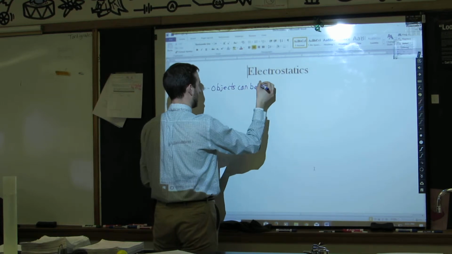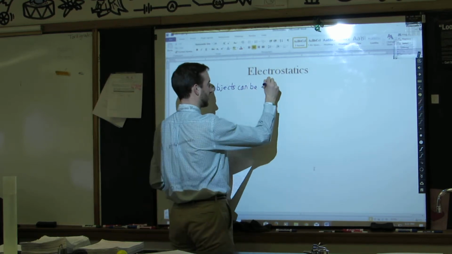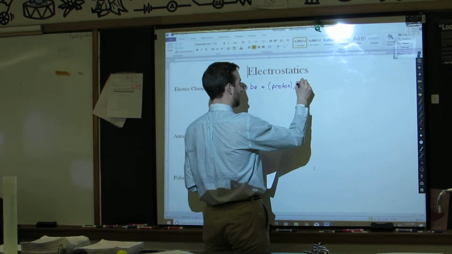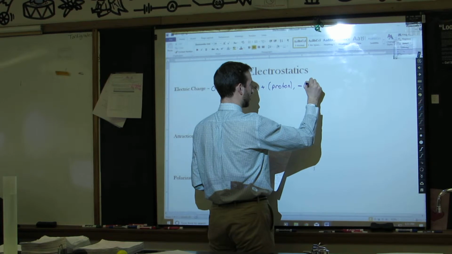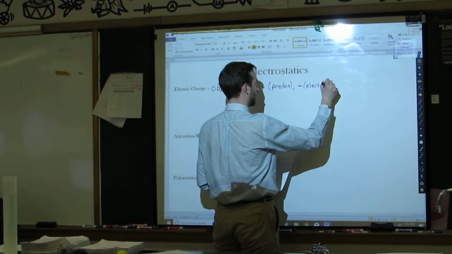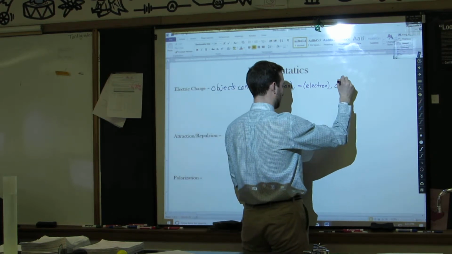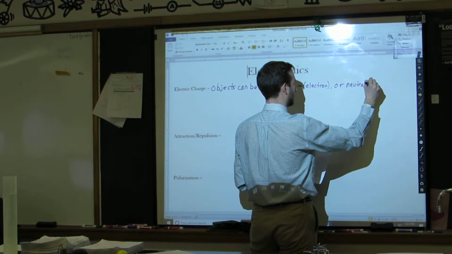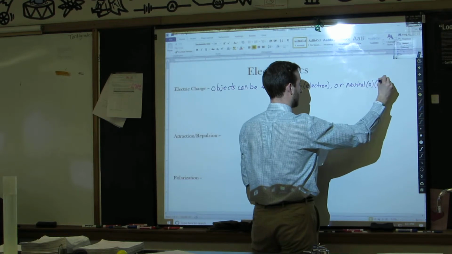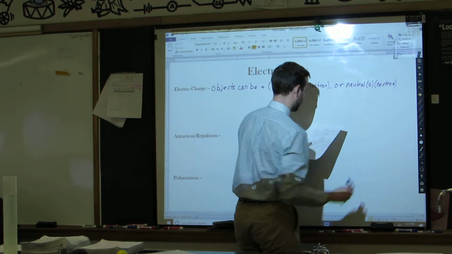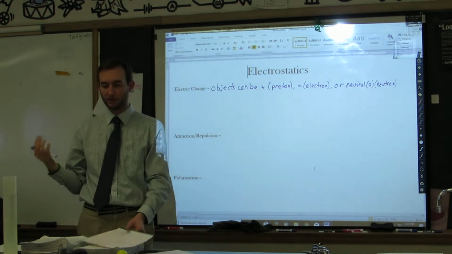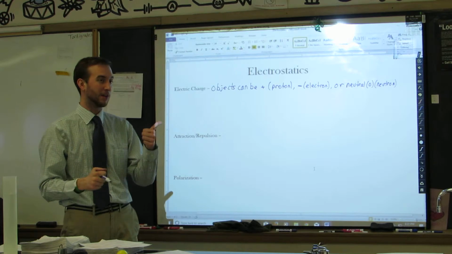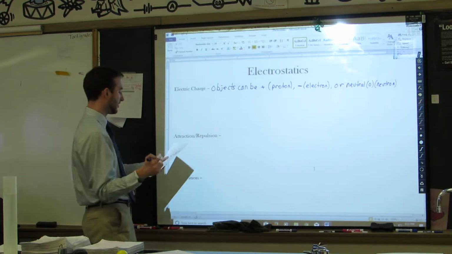So we could say that objects can be positively charged, such as a proton. They could be negatively charged, such as an electron. Or they could be neutral, which I'll symbolize with a 0, and obviously, neutral is a neutron. So those are the different types of charge. You can either have charge or not, and if you have charge, the object can either be positively or negatively charged.